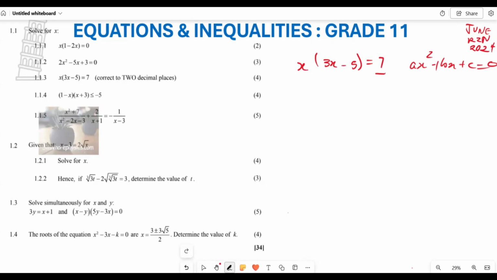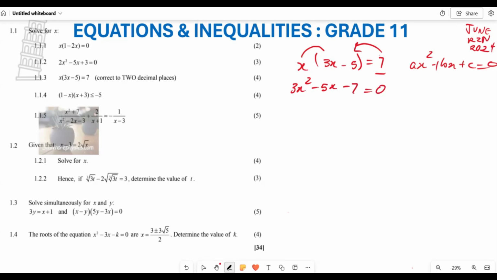So this is going to be the same as what? 3 multiplied by x is 3x squared, and x multiplied by negative 5 is negative 5x. And then when I transpose the 7 to this side, it's going to be negative 7 is equal to 0, right?